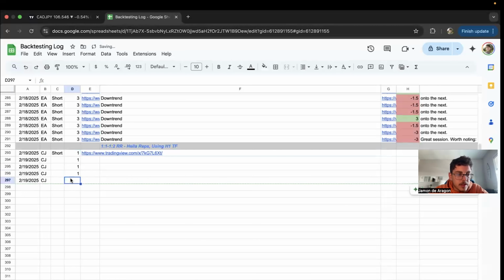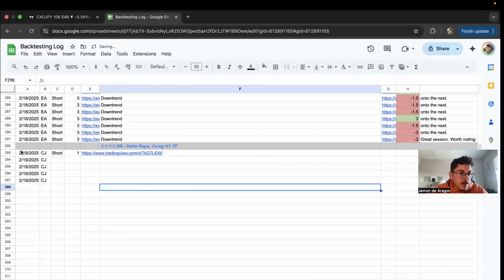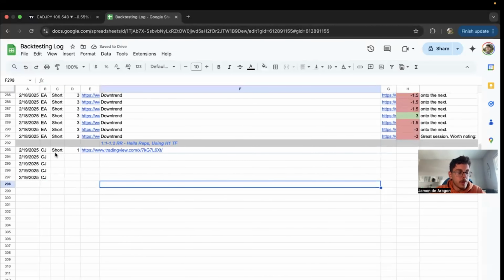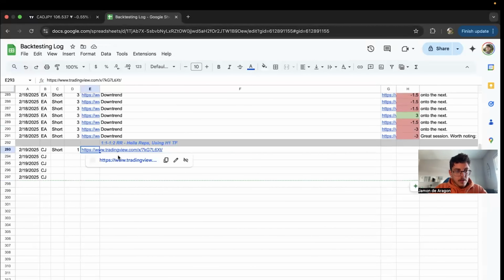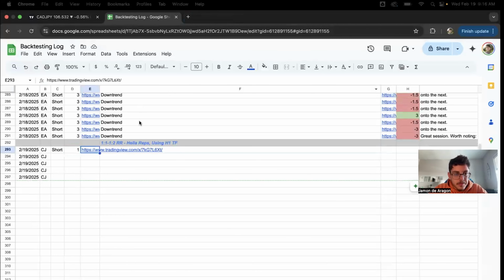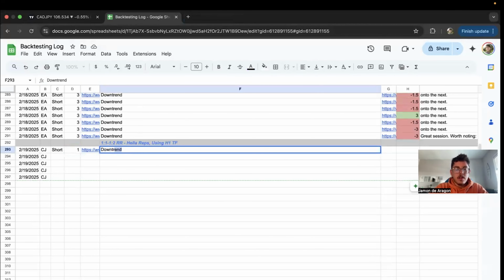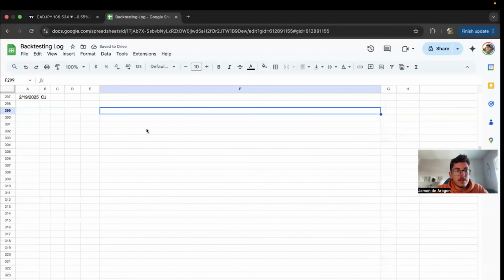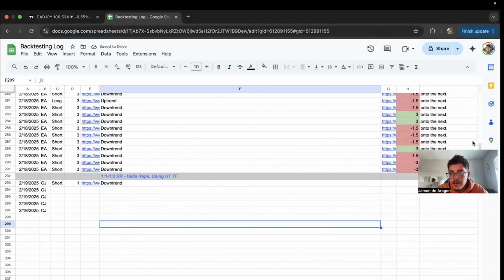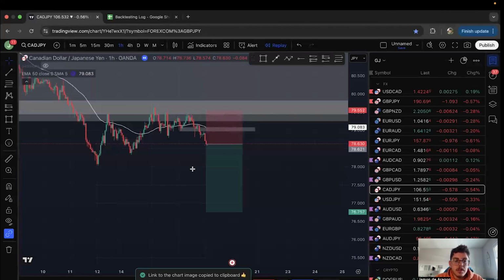Gonna keep the risk the same for all of these trades. Actually, maybe not. So we have the date, pair, we are going short, risk percentage, the link, the screenshot to the trade, and our reason. I recently got lazy with this just because I was typing the same thing over and over again. So I'm just gonna say downtrend, and we will see what happens. Let's let this play out.